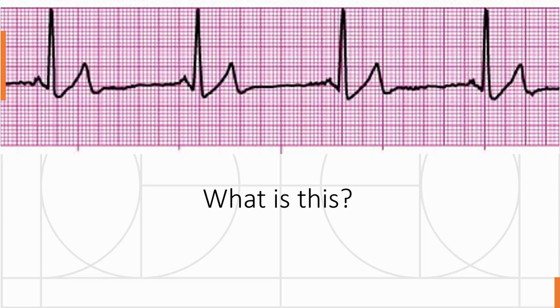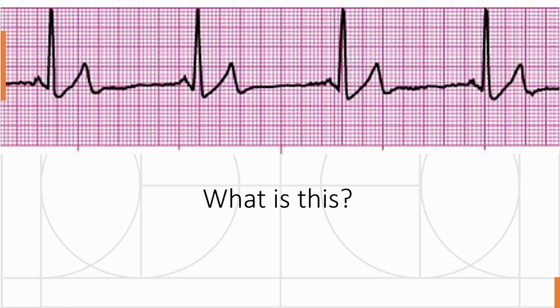So take a few minutes right here and let's practice calculating our rate. Remember, you take the number of complete QRS complexes. You should have got 4. 4 times 10 is 40. So your rate is 40 right here.